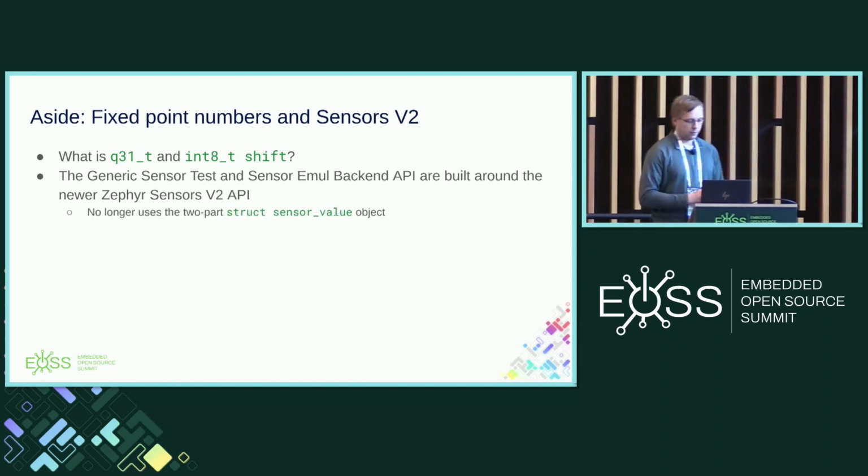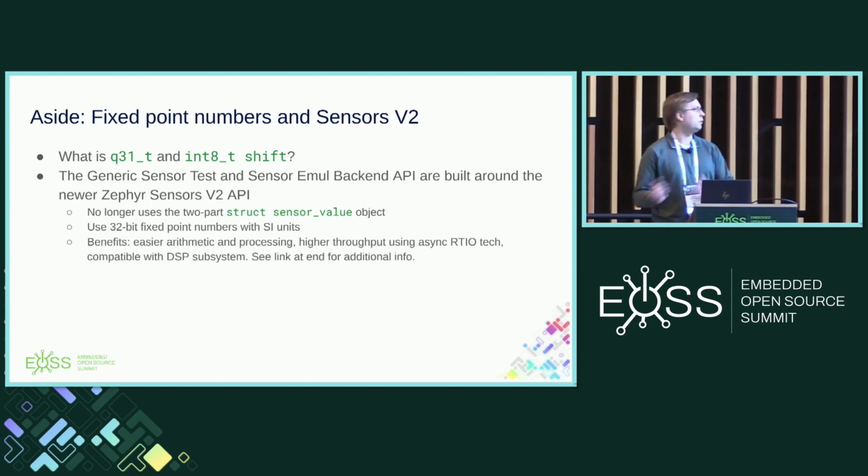One of the things that we're doing in this new API is we're no longer using the sensor value struct, where it has 2 fields representing integer and then milliunits that you then have to add together, which is very difficult to do arithmetic with. So we wanted to use fixed point numbers in a 32-bit container instead. And this makes a lot of the arithmetic easier in the processing with sensor data.